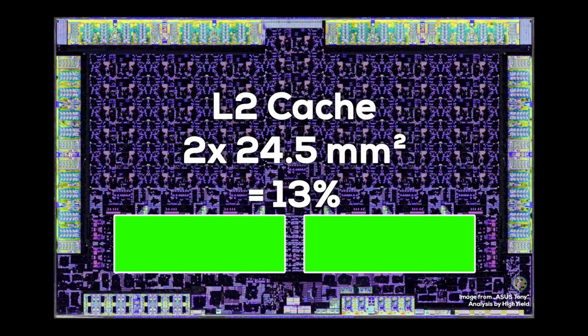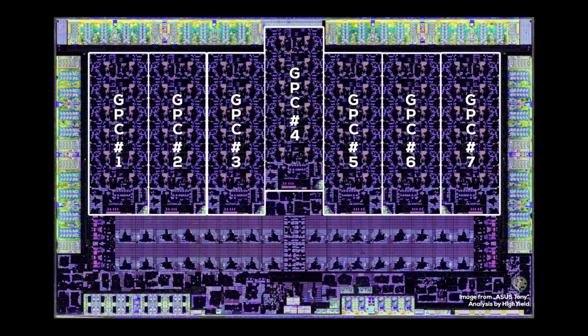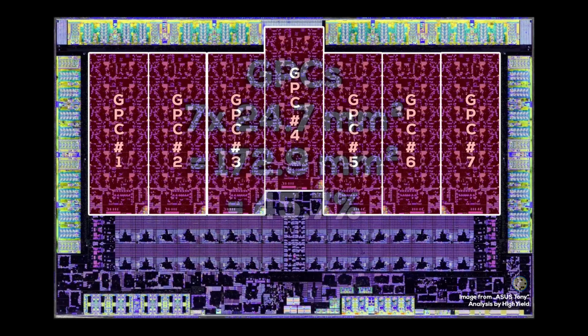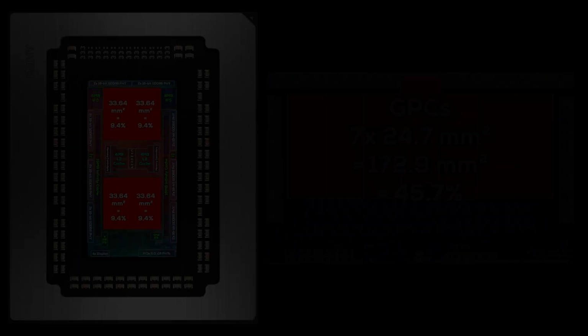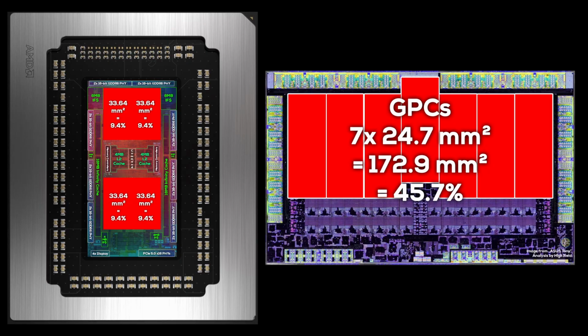What's interesting though is the GPCs, which is Nvidia's version of AMD's shader engines. They are a bit smaller, so there's 7 GPCs on GB203. Each GPC uses about 24.7 square millimeters or 6.5% of the die. Combined, all 7 GPCs take up 172.9 square millimeters or 45.7% of the chip. That's quite a bit more than the 37.8% the shader engines take up on Navi 48.